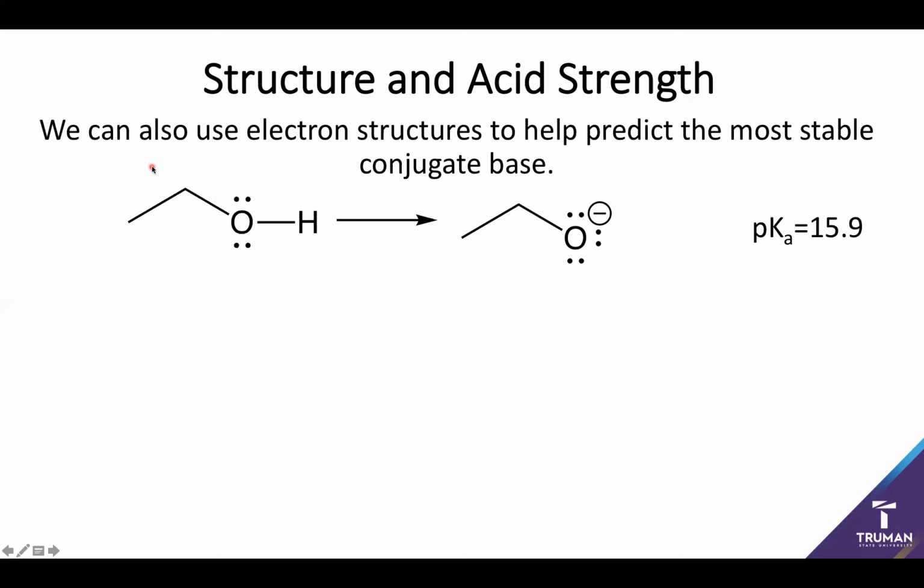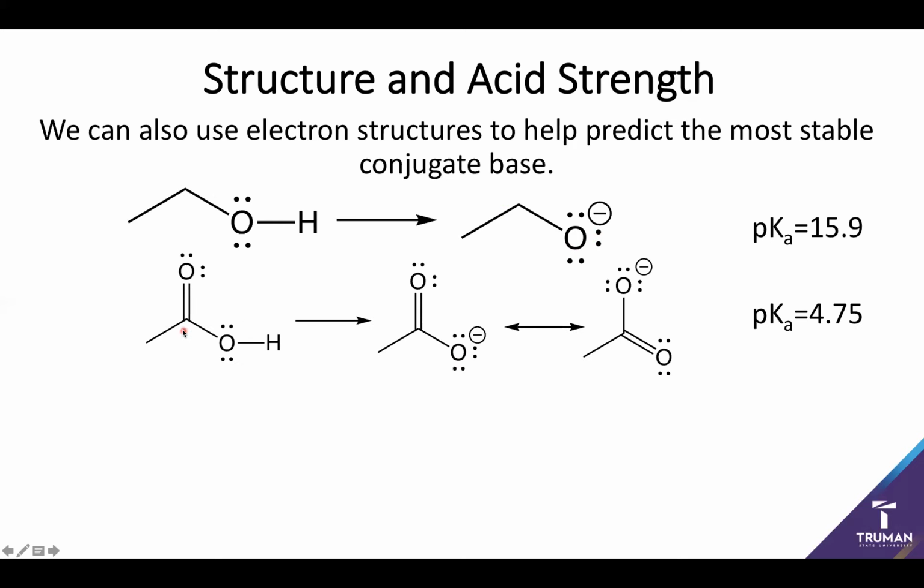However, what happens if I end up placing another oxygen on the nearby carbon atom? Now, when I lose a proton, lo and behold, we now have that negative charge on that oxygen. But we have a resonance structure here, because I can move that negative charge over onto the carbon and pop it back up onto the other oxygen.